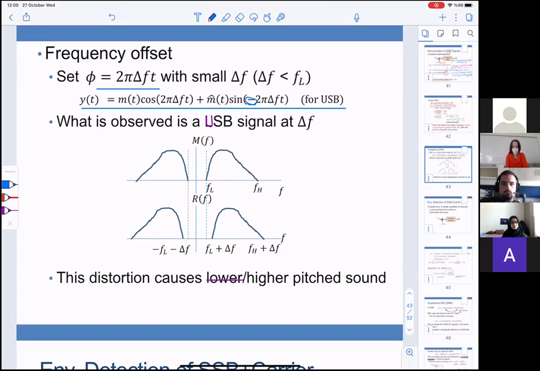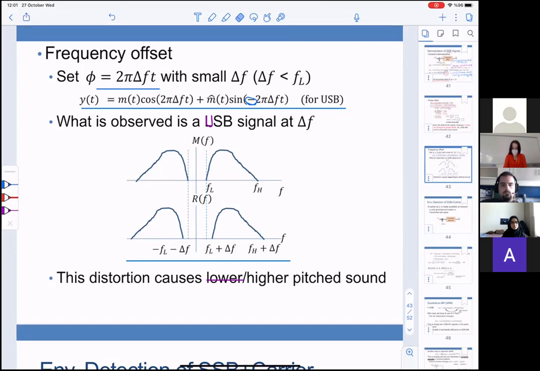And what it looks like is a translation, not really a translation. First it's translated and then filtered by the Hilbert transform filter, remember? So basically, it is an upper sideband signal at delta f. So you can see the distortion is in terms of shifting the frequency content, which causes, in the case of sound, higher pitched sound. So this is annoying in the case of voice. The phase error is not annoying.